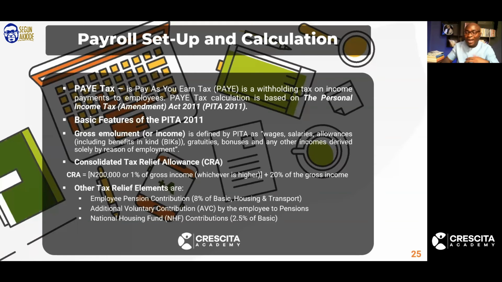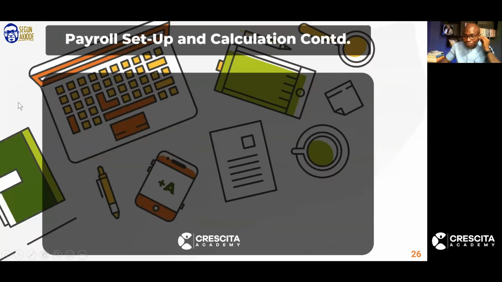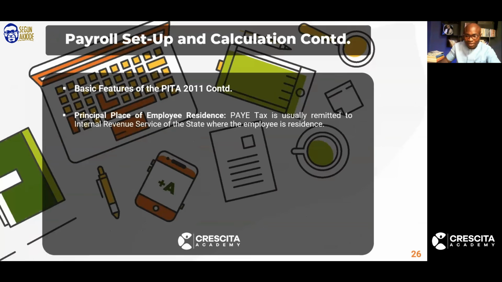Then other parts that are tax relief are your employer pension, your employee pension, which is 8% of basic, housing and transport, is exempted. Your additional voluntary contribution is exempted. Your National Housing Fund, that's 2.5% of basic, is exempted. If you have a life insurance, that is also exempted as well. So we're going to get into our Excel in a bit.